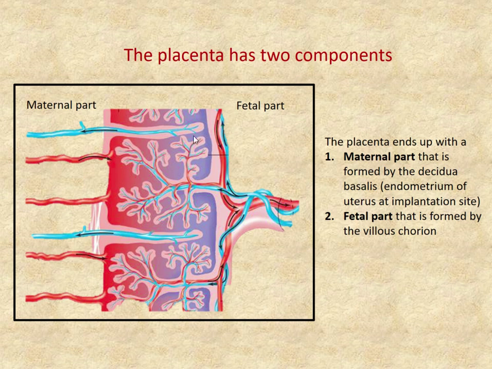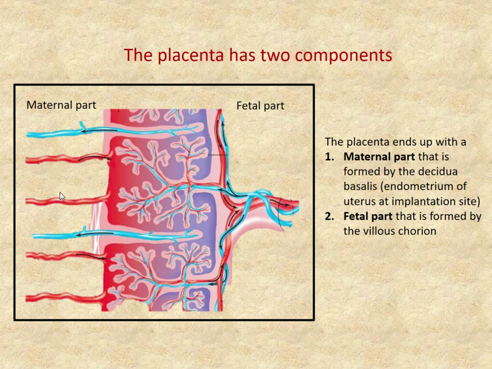So that's going to make up the fetal part of the placenta, which came from the chorion. But then the mom, the uterus, actually does contribute to the placenta. It's a smaller portion, and that's considered the maternal part. And that is going to be made up of the part of the endometrium that was adjacent to the implantation site.